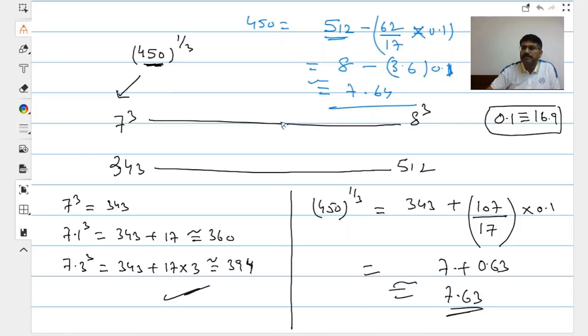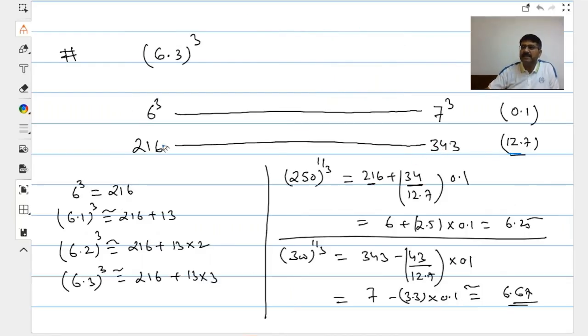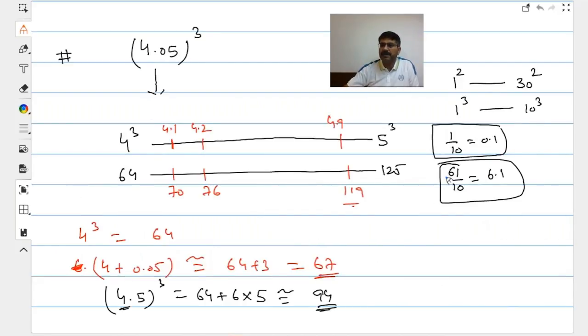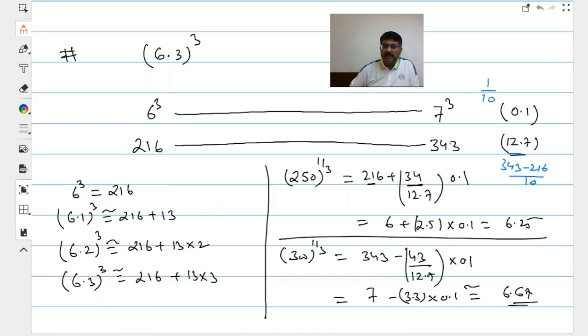Suno. Just divide this difference. 512 minus 343 by 10. That is what I am doing everywhere. I am just dividing this by 3 right here. 343 minus 216 by 10. And it is only 1 by 10. Same thing I am doing here. It is 61 by 10. 1 by 10. I operate on decimal equivalent. Right? Now that was a theory. Now we have touched application.